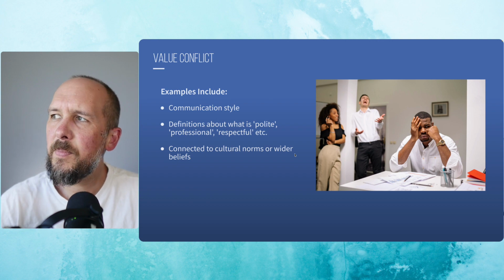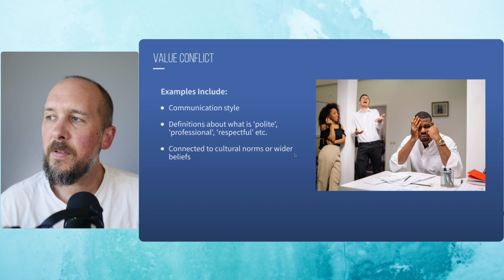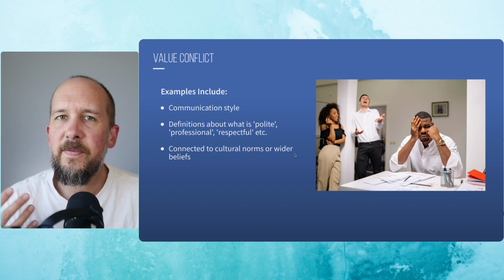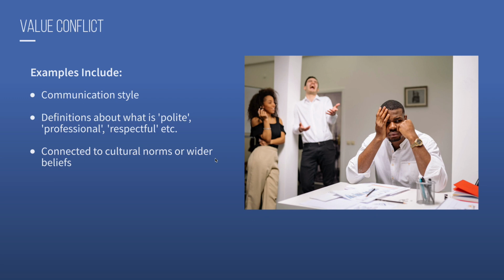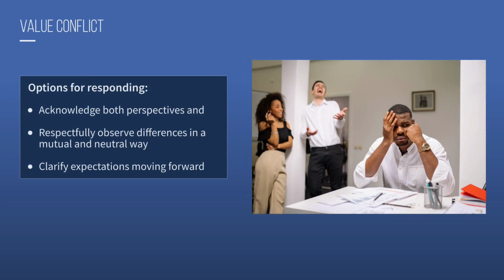Or it could be connected to deeply held beliefs and those kind of values, like someone within a team really values environmental sustainability, and so they want the company to be moving in directions that are in line with that. And somebody else might be really looking at growth within the company as the number one goal at the moment. And so you've got these mutually exclusive values that you're needing to navigate. So, similar to interest conflict, there might not be an easy magic wand that you can use here. The key in most of these situations is simply to acknowledge both perspectives, respectfully observe differences in a mutual and neutral way, and then clarify expectations moving forward.